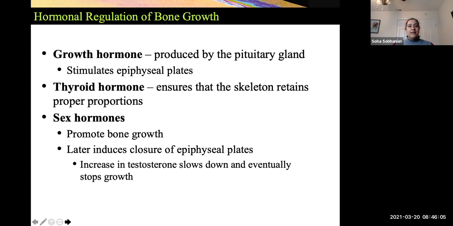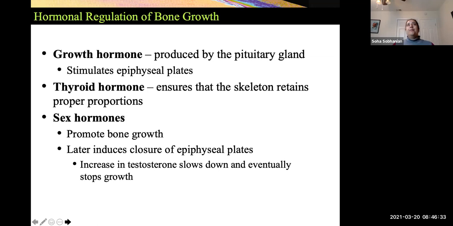Some of the hormones that do affect your bone growth is, as the name implies, growth hormone. Growth hormone is produced by what we call the pituitary gland. It's a tiny gland that sits inside your brain, if you guys recall from your skeletal system, in a space called the sella turcica. The growth hormone basically stimulates the epiphyseal plate.